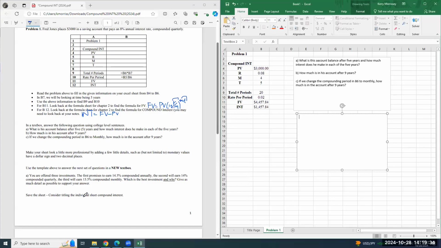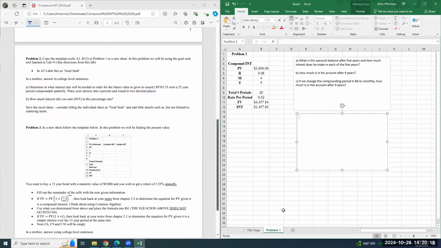Save your sheet, and title the individual sheet as compound interest. So they're just talking about this one being labeled as problem 1 or the compound interest sheet. So in this new text box, determine part A on here. I might not want to fully write this whole thing out. But again, when it's just describing the best investment, make sure you say why, with as much detail as possible. You're going to be using this template and just changing a couple things, compounded monthly or annually, given a different interest rate. Let's go ahead and look at problem 2.